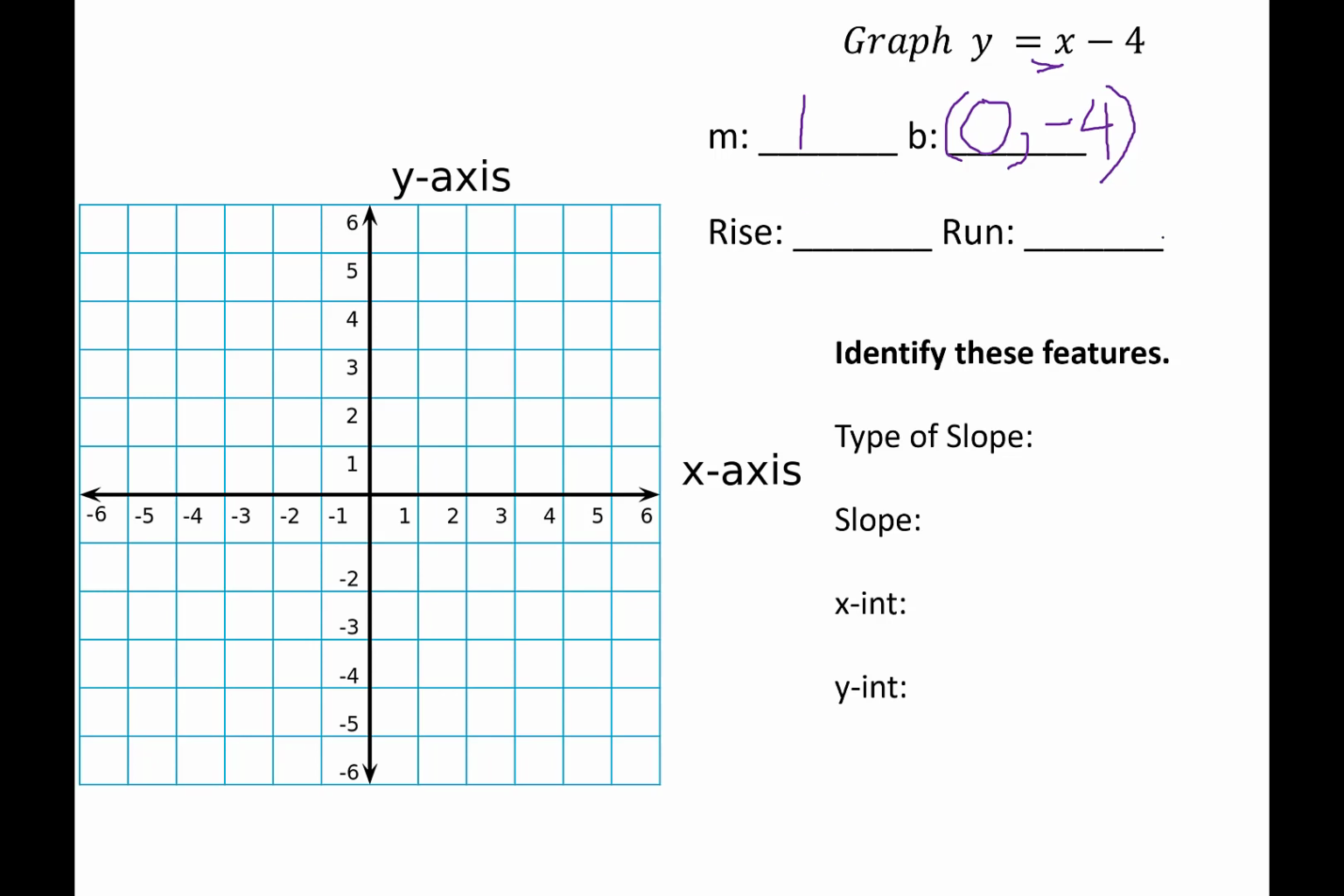Okay, so we're going to start by plotting our y-intercept. So we go to the center of our graph. Our y-intercept is 0, -4. So that means I'm going to go down and put a dot at -4.